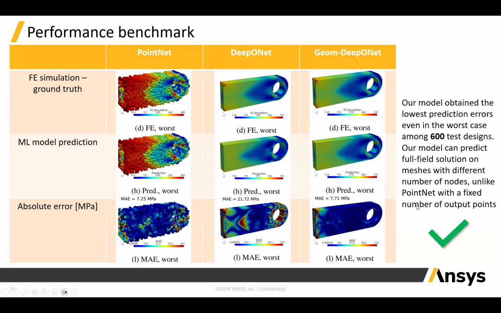In the worst case. So we tested that amount of 600 test designs. So we're only showing the worst case so that you can see what it does in the worst possible scenario out of 600 randomly selected designs in the test case. And then the main takeaway here is that unlike PointNet, we can actually generate filled contours like what we're used to seeing from finite element simulations.